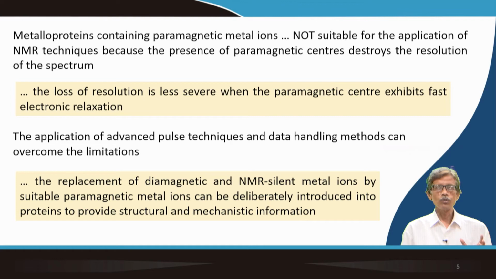But if we try to extract some other information, we try to substitute it with some other similar type of metal ion, say cobalt 2 plus, which is a paramagnetic metal ion. So, basically it is a deliberate introduction. Deliberately we introduce it into the protein structure to provide many other pieces of information, which can be of structural origin or of reaction mechanism origin. So, these can also be studied.